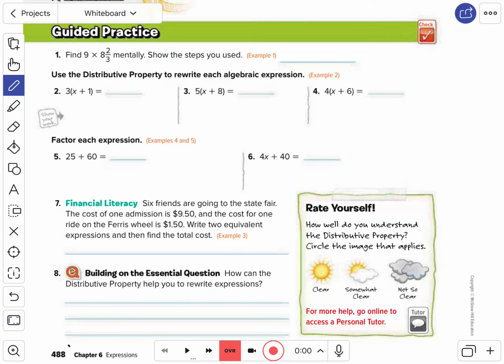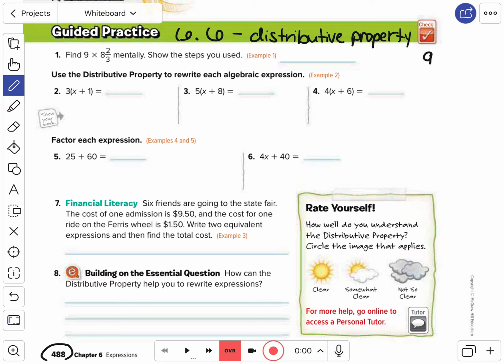So we are on workbook page 488 and we are doing chapter 6, lesson 6, but today we're learning about the distributive property. So this is another property, so you could add it on to the ones that we learned yesterday. So make sure you guys are following along in your workbook, writing what I'm writing. Number 1, find 9 times 8 2/3 mentally and show the steps that you used.